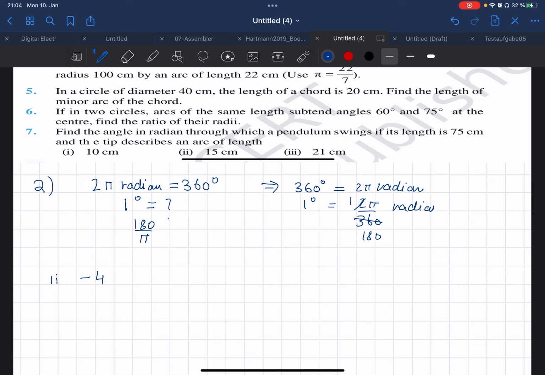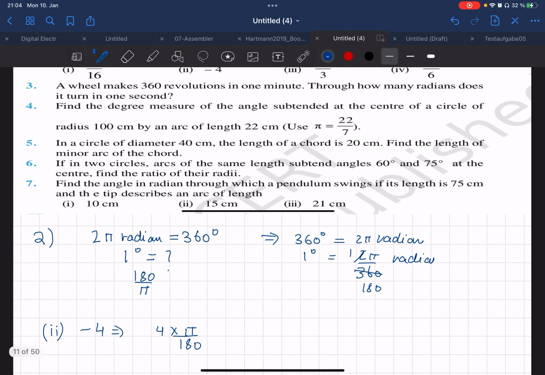Now the second part, it's -4. I told you keep the minus sign, we just have to work with the 4. 4 into pi divided by 180, that is 4 pi.